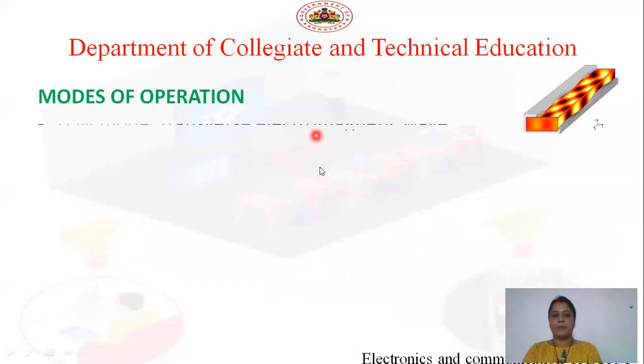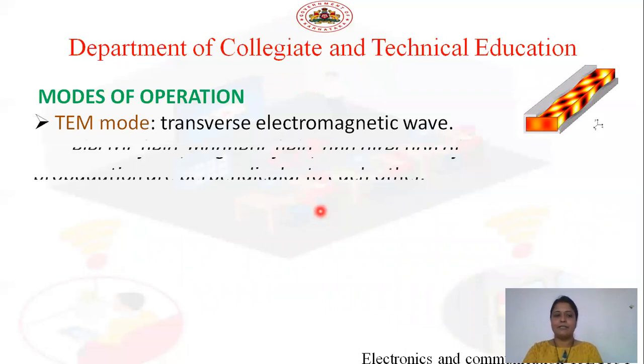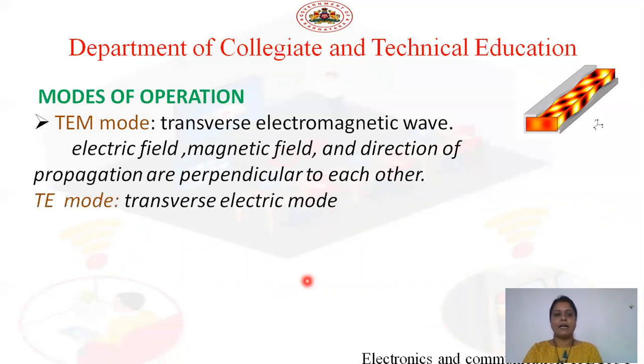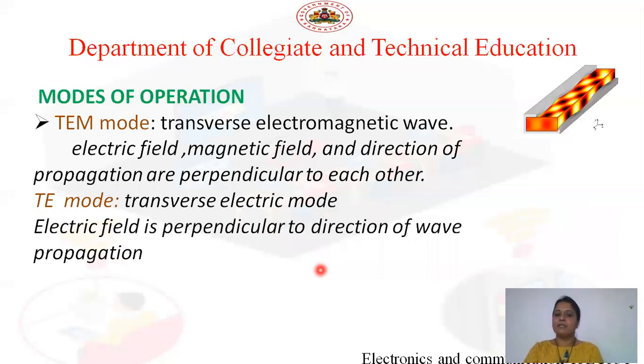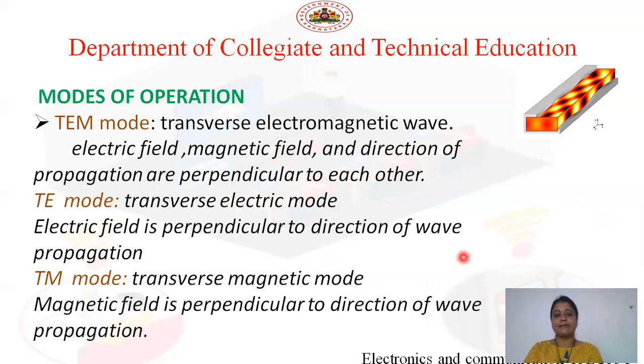Now the modes of operation. The transverse electromagnetic wave, TEM mode, means all three are perpendicular to each other. Again, the TE mode means transverse electric mode, where the electric field is perpendicular to the direction of wave propagation. And TM mode means transverse magnetic mode, where the magnetic field is perpendicular to the direction of wave propagation.